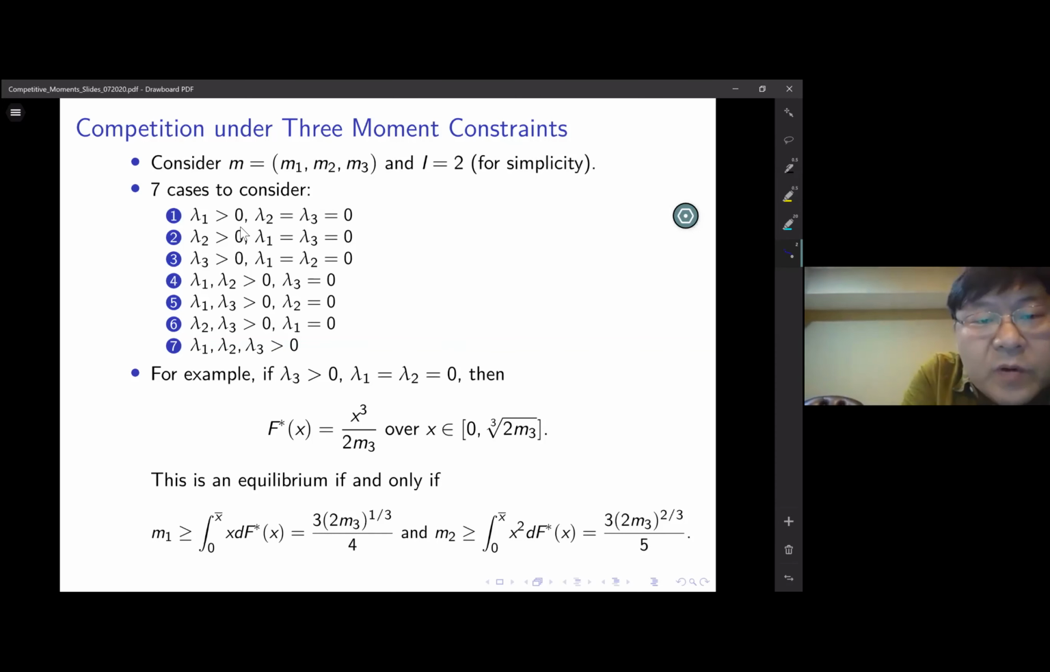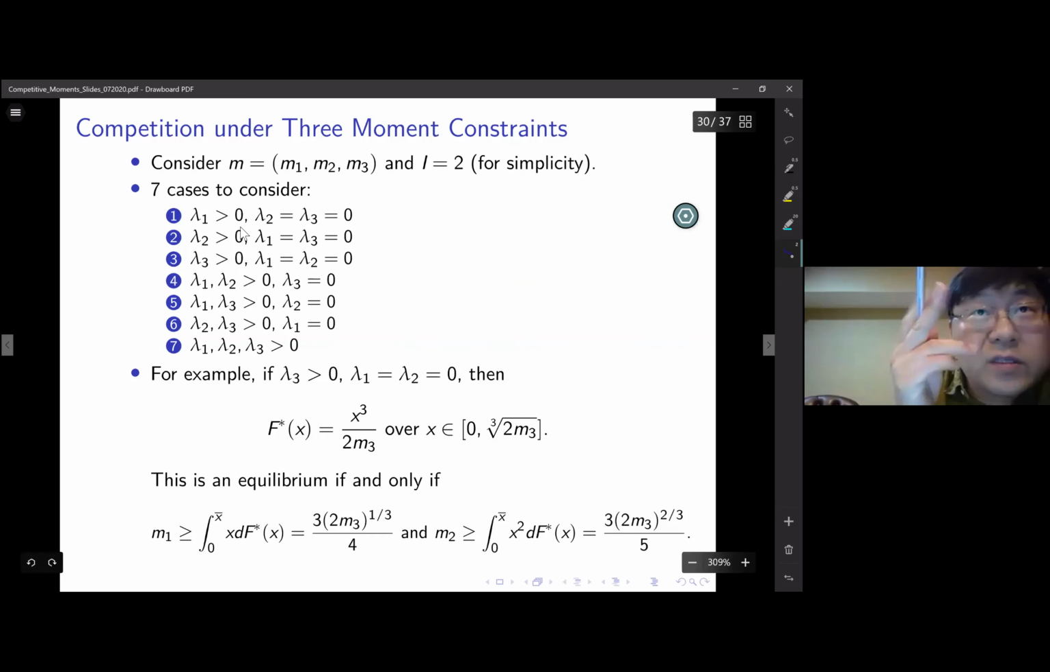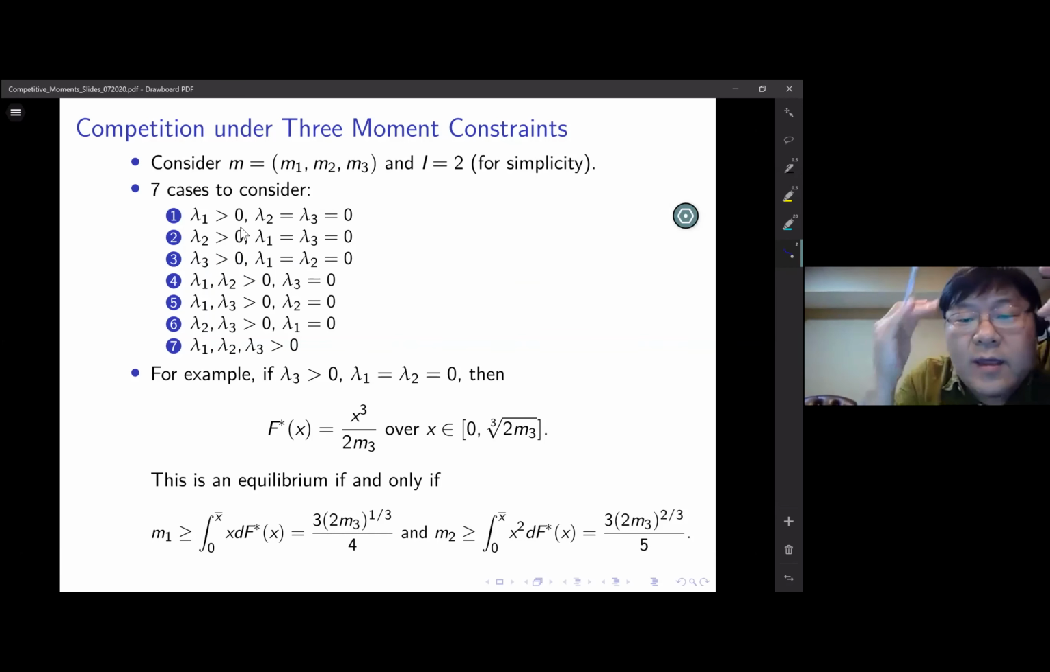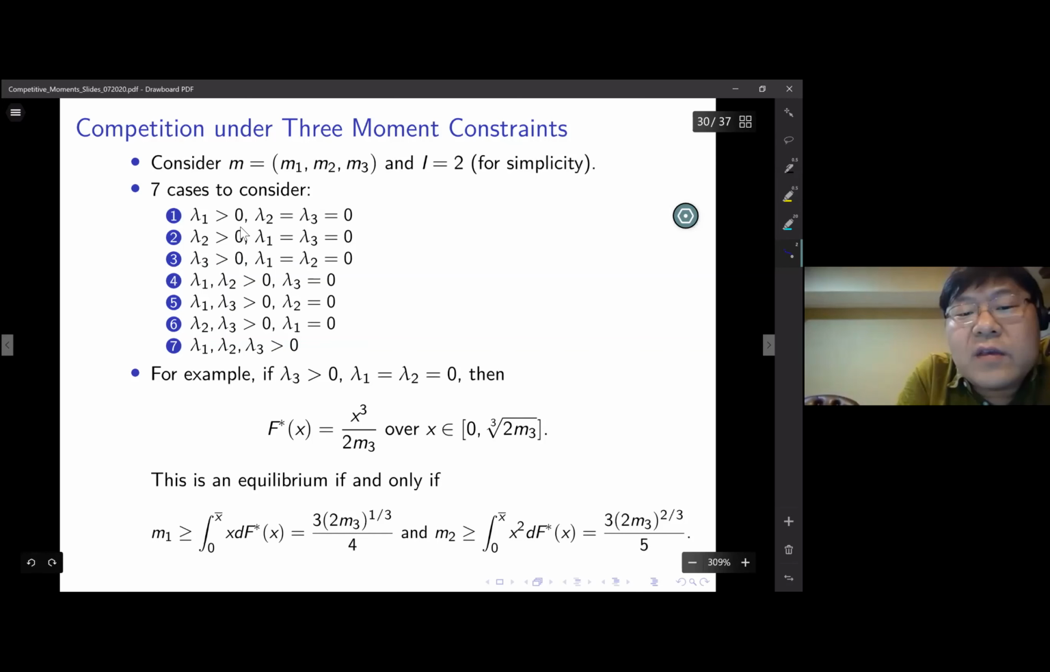So for example, in the third case, where only the third moment is binding, and just using this fact, there are 2 unknowns, lambda 3 and X upper bar, and there are 2 equations, then you can construct this equilibrium distribution. Now, once you have the equilibrium distribution, you calculate the first moment and the second moment.